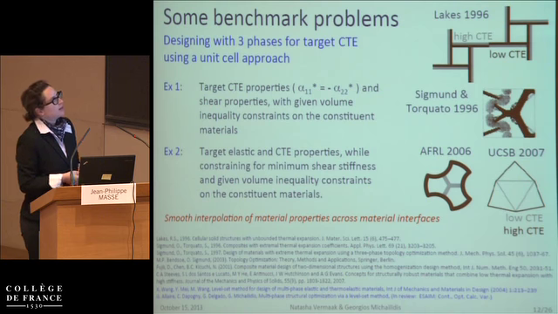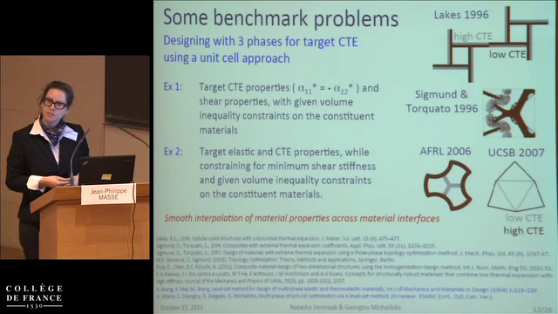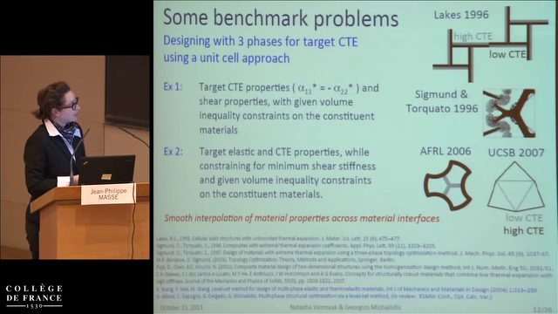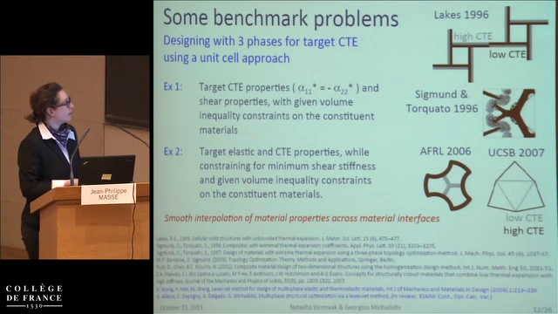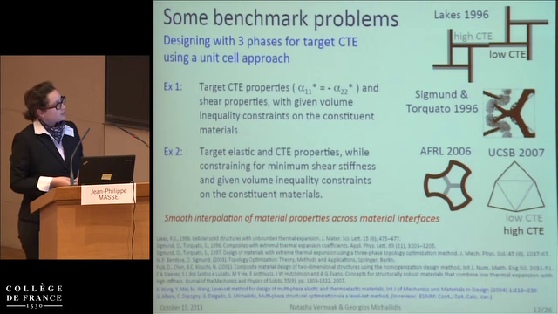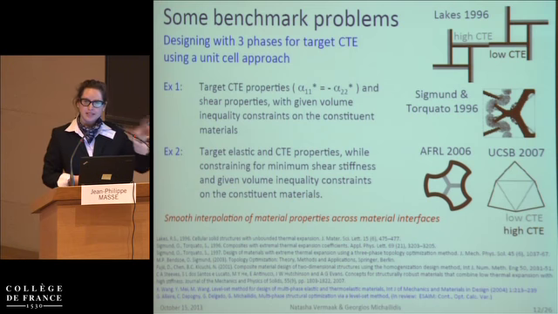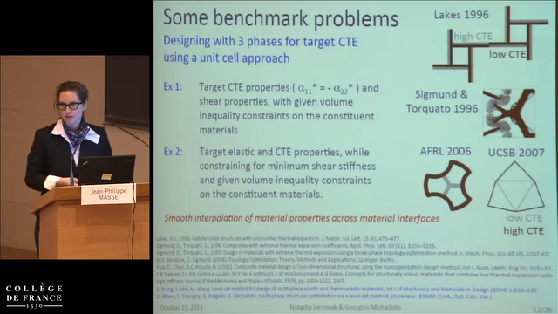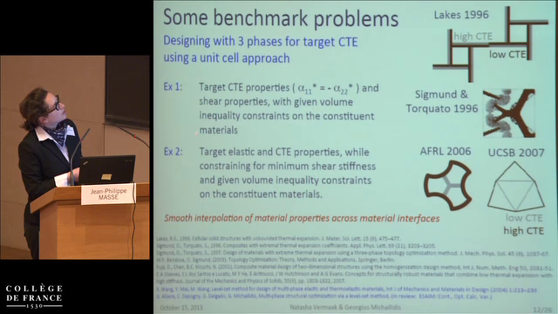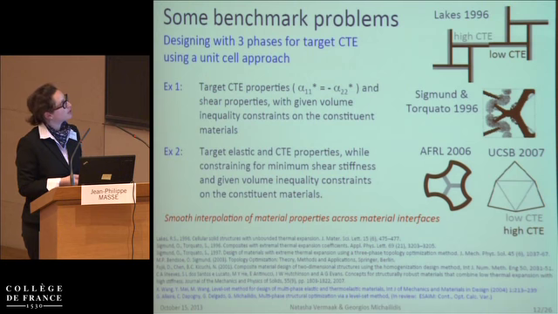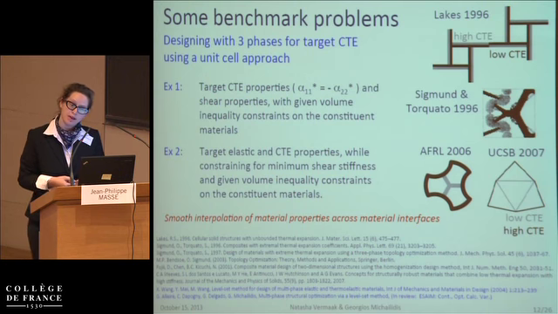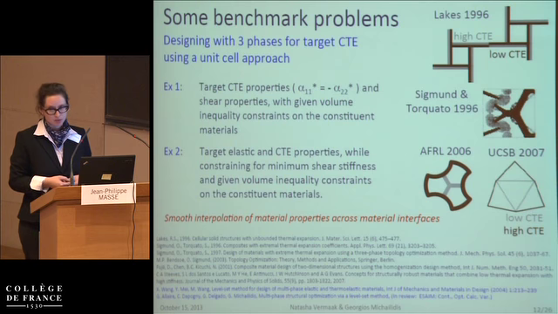But we're going to focus on examples in the low CTE, high stiffness space that were previously investigated also by the level set method by Wang. However, their formulation has recently been corrected by Allaire et al. And because of that correction, we won't be able to show exact comparisons with the literature, but we will show you our first results. And there are two examples that we're focusing on. So again, we're targeting low CTE properties and shear properties, with given volume inequality constraints, now with two materials and space.